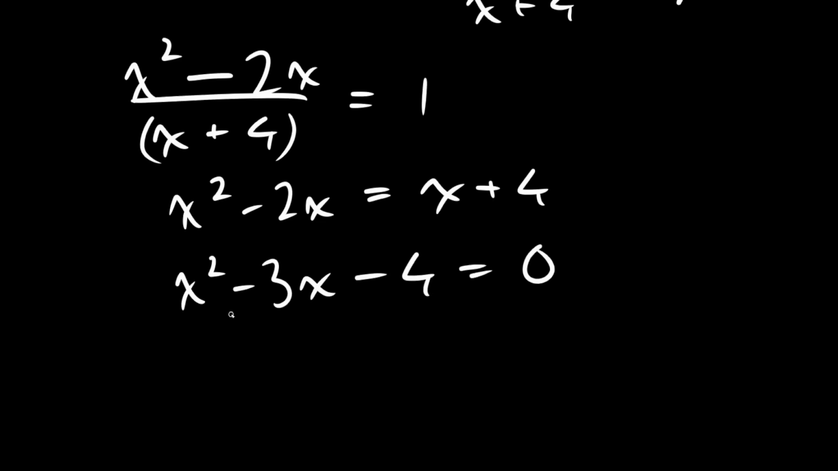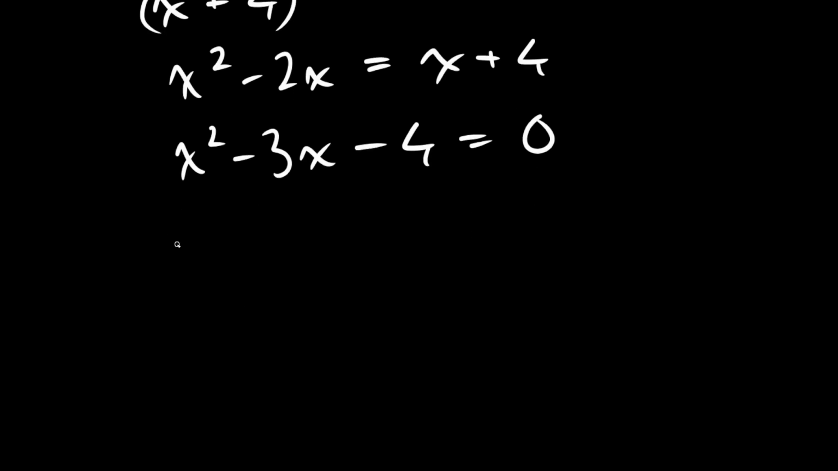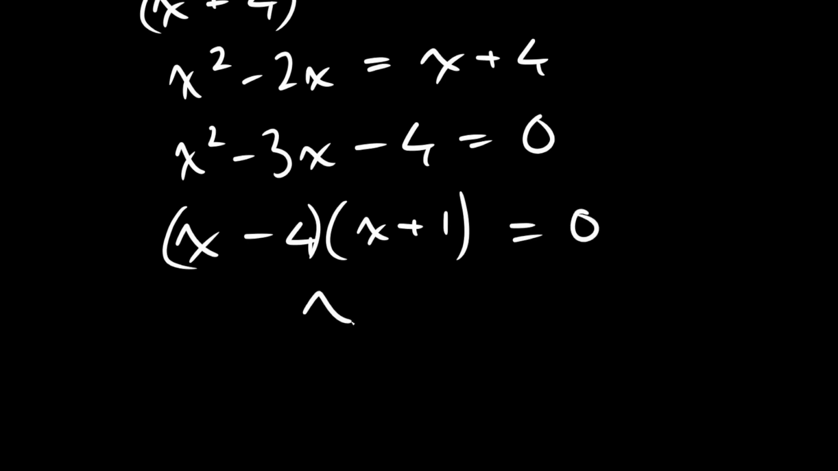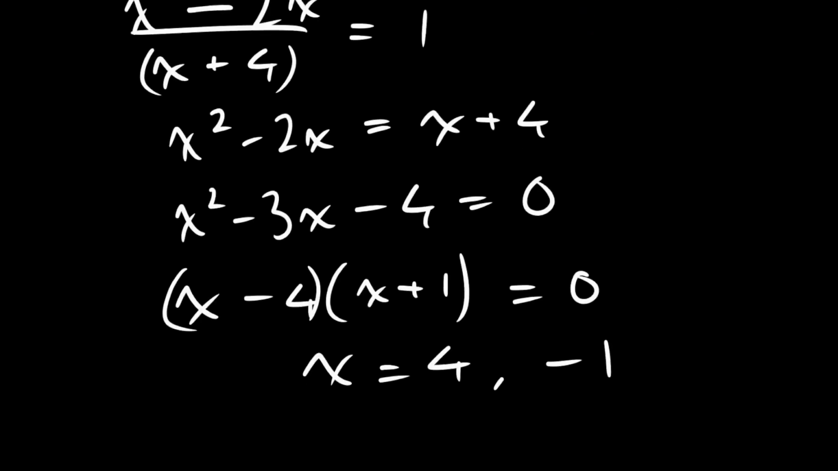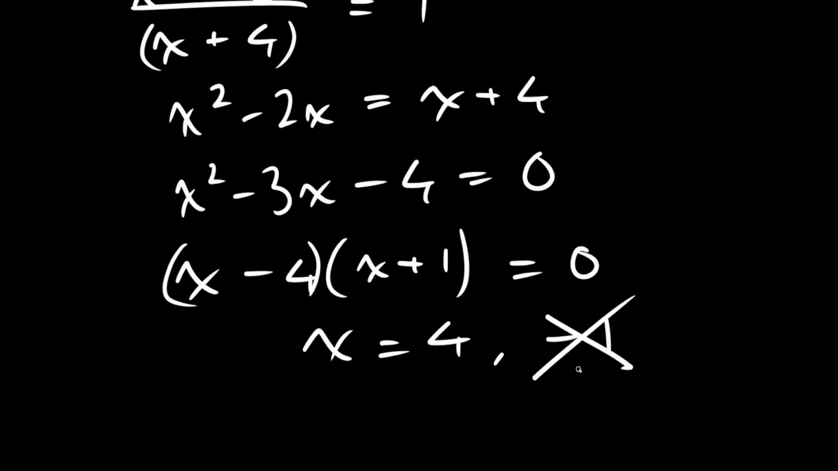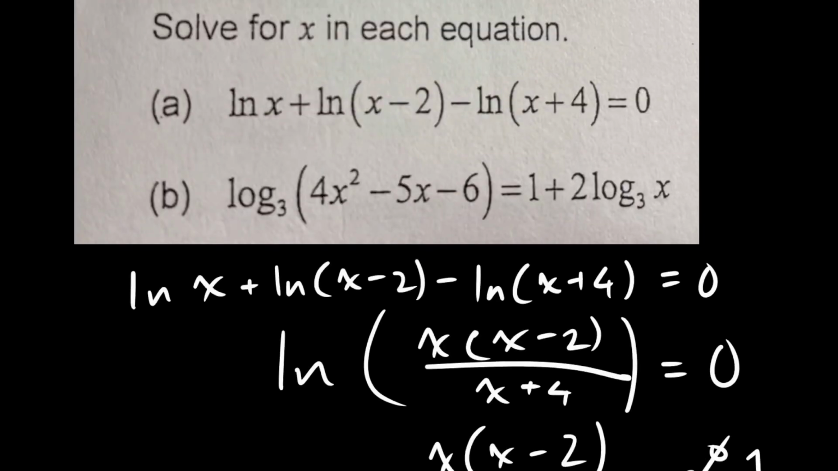And now, just to solve this quadratic, we're going to factor it. We need two values that multiply to negative 4 but add to negative 3. So that will be x minus 4 and x plus 1 equals 0, which means our x values are either positive 4 or minus 1, except we're working with logs, so we know the domain cannot be negative, so we cancel out this value, and we only have the positive value.